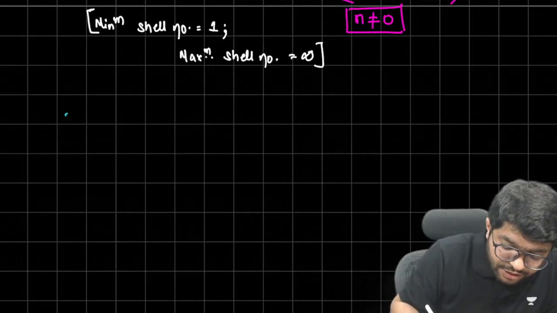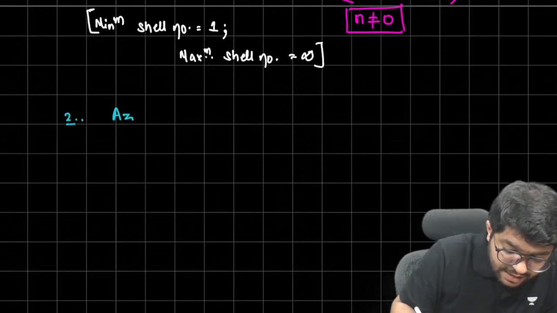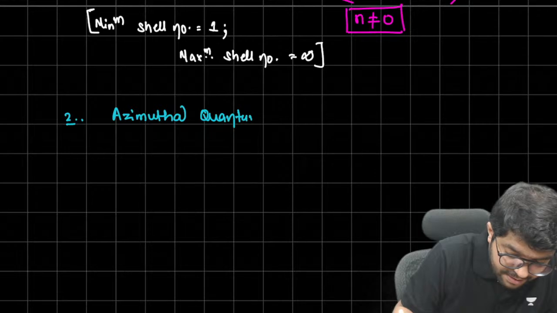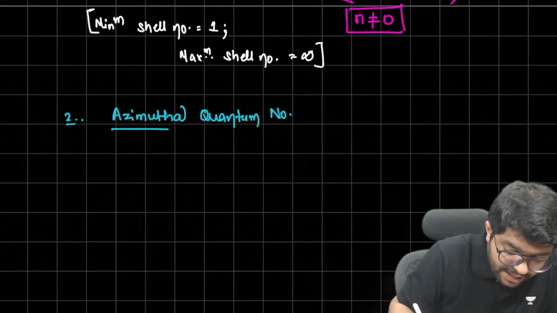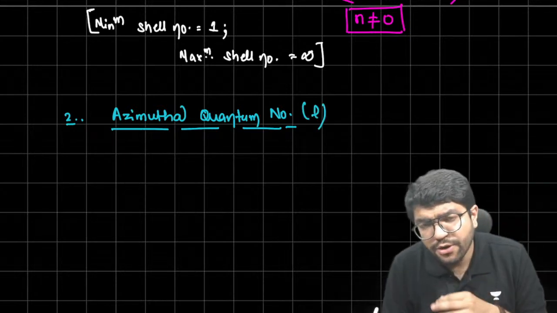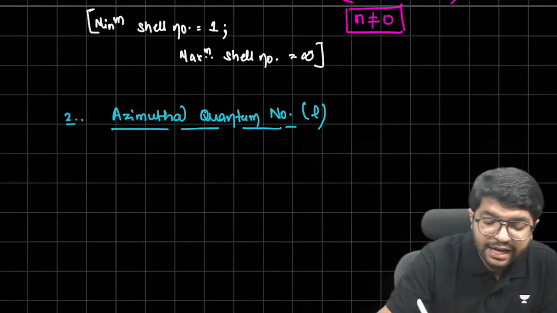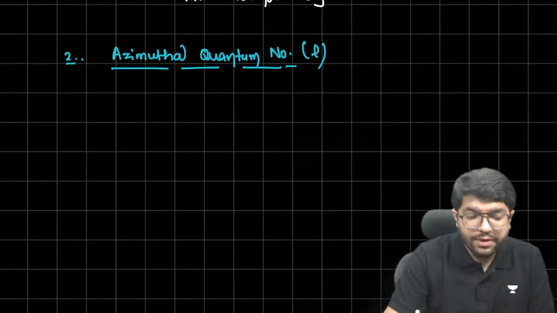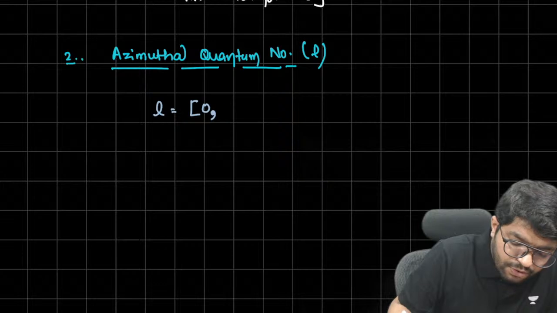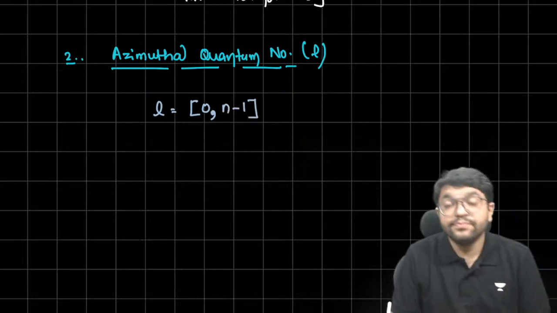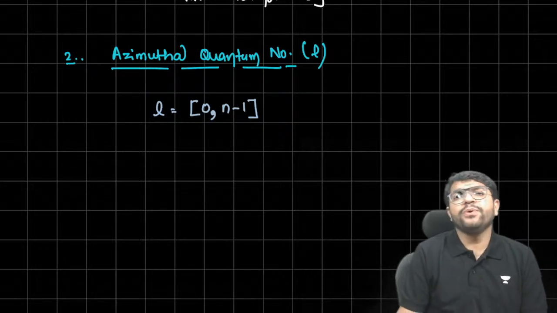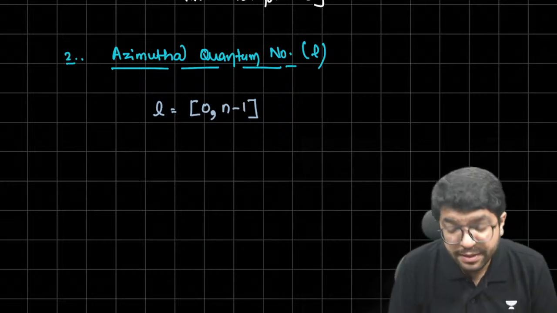The second that I have in the order is called the azimuthal quantum number, which is called L. Before I talk about it much, all I want to tell you here is that L ranges from 0 to n minus 1. I'll talk about what L is. That will be more helpful for you. It is about your orbital momentum, right?